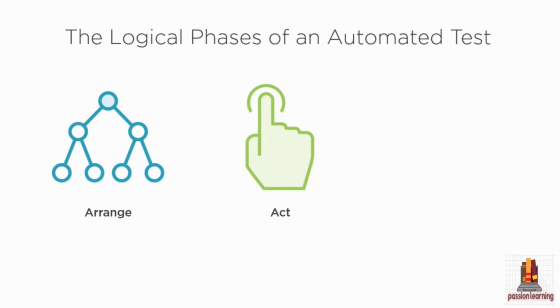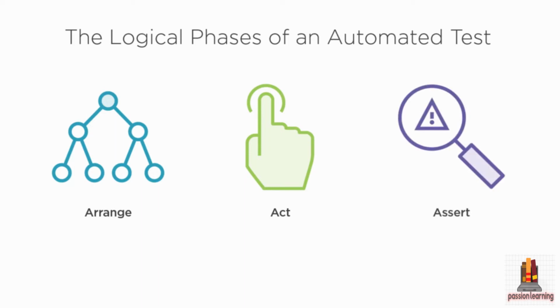In this phase, we're executing functionality of the thing we're testing to produce some response. In the third and final phase, the assert phase, we're taking the response from the act phase and comparing it to an expected value. If the actual result matches the expected result, then the test passes.